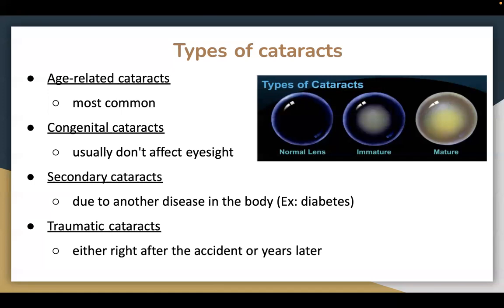And the fourth type is traumatic. A traumatic cataract can form right after an accident, whether it be a car accident or a head injury, an eye injury. It can happen right after, months after, or even years after. It just depends how that cataract develops, at what rate.